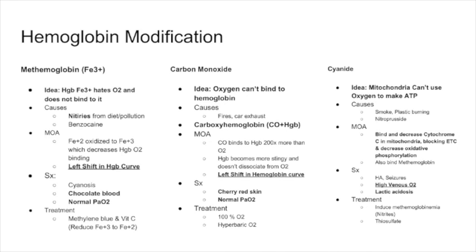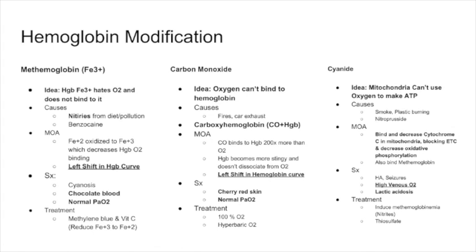Symptoms of methemoglobinemia are cyanosis, chocolate blood, and interestingly, you have a normal PaO2. The treatment for methemoglobin is reduction of this iron. So you give methylene blue and vitamin C, which reduces the iron 3 to iron 2. Next hemoglobin modification agent is carbon monoxide.